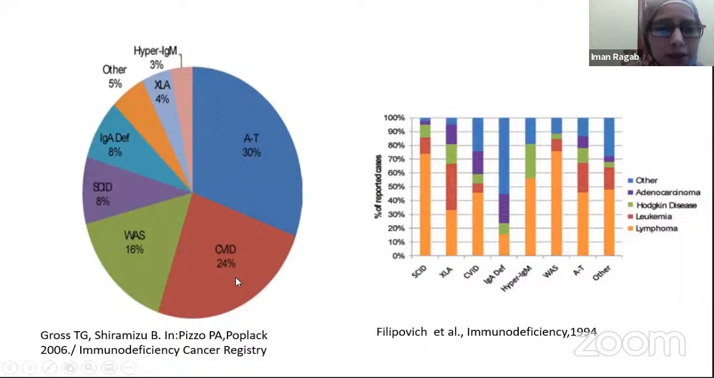In the immunodeficiency cancer registry, when they looked at immunodeficiency patients with lymphoma, they found the highest frequency with ataxia telangiectasia, followed by common variable immunodeficiency and WAS, the Wiskott-Aldrich syndrome. In all the subtypes of immunodeficiency, even in the old data, lymphoma constitutes the most common malignancy among those patients.